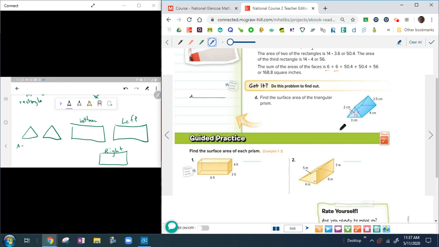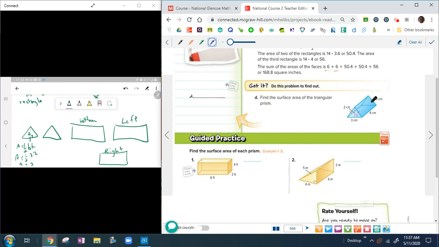So area equals 1/2 base times height. Okay, so over in the picture, I got a base here of this triangle of 3. And then the height goes up at a right angle of 2. So that's going to be 1/2 times 3 times 2, which gives me 3. So that one has an area of 3.